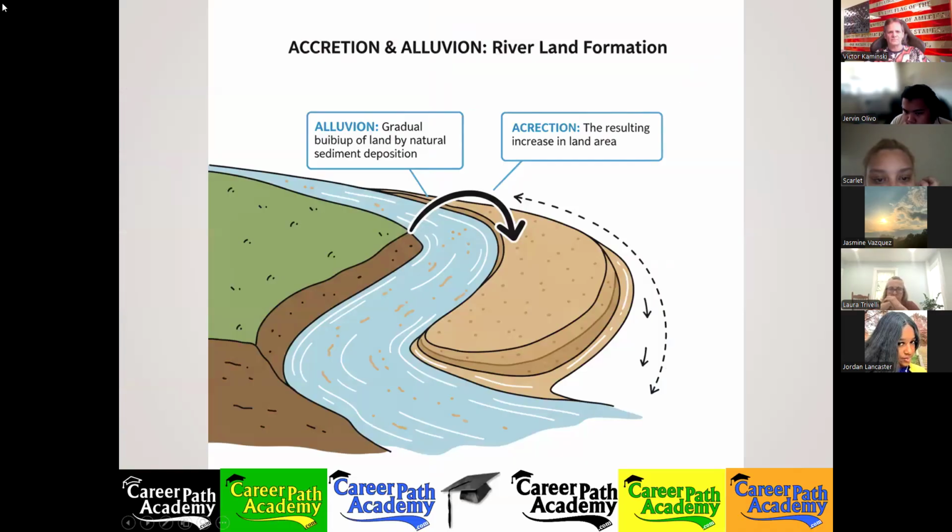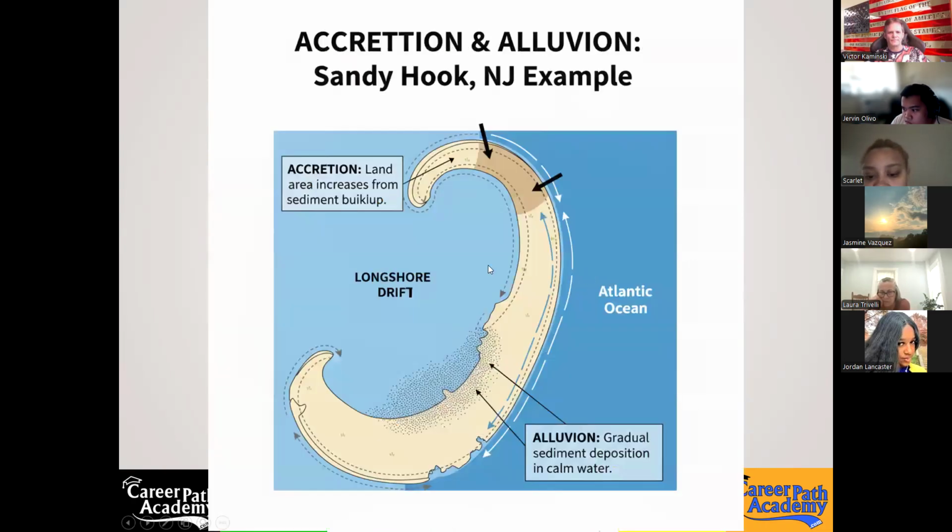Accretion and alluvion. So here it's building up land, and here it's changing. Well, the soil is deposited there. Here's Sandy Hook. You know Sandy Hook is growing in size. Anybody ever been to Sandy Hook Beach? Sandy Hook, the hook is actually growing.